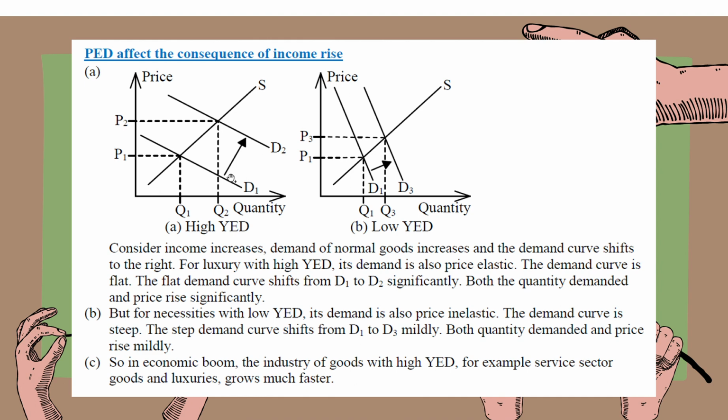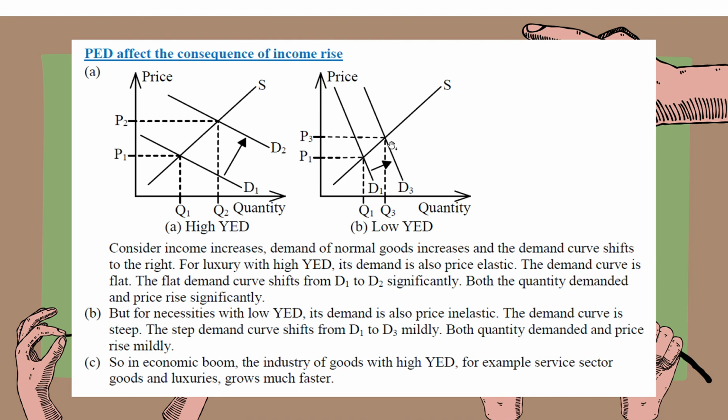Flat, large change. Steep, small change. They are grouped together, bundled. So be careful when you discuss it. Look at this one: when income changes, wow, big change in price and big change in quantity in the market.